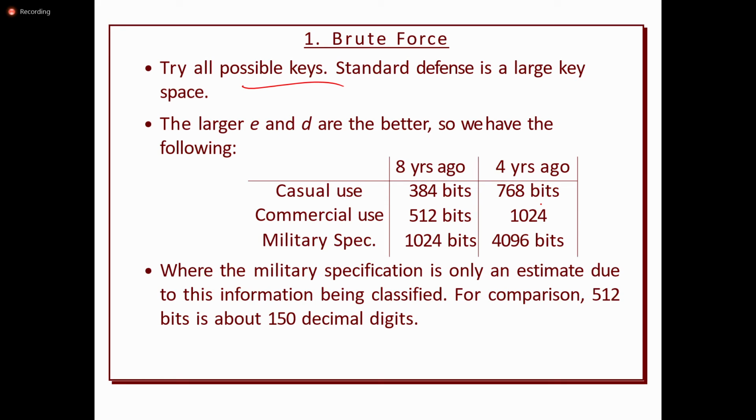Which type of prime numbers will be used? 384 bits will be used for general purpose. For commercial use, it uses 512-bit numbers, and for military applications, it uses 1024 bits, like that.